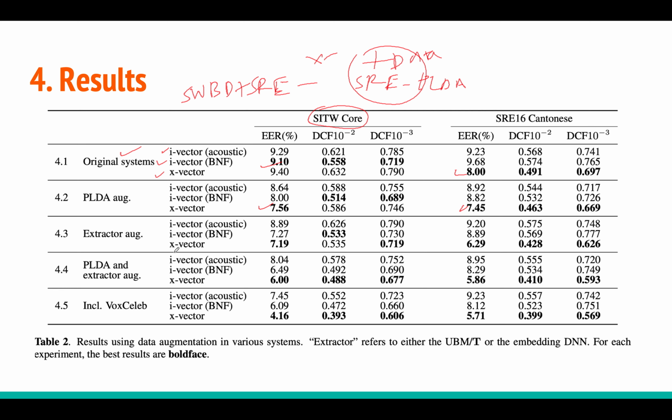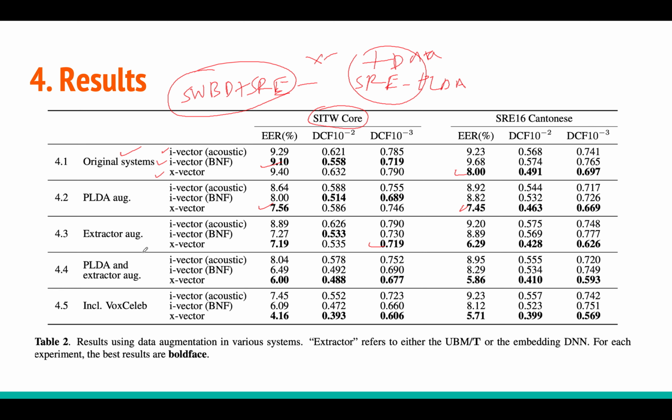Coming to the extractor augmentation, it is this one. If they add augmentation to the UBM extractor, they get 7.19 EER and a DCF score of 0.53 for the x-vector, but still the i-vector bottleneck is best here. But when you compare DCF at 10 to the power minus 3, the x-vector is best. And the same thing if you augment both the PLDA and the extractors.